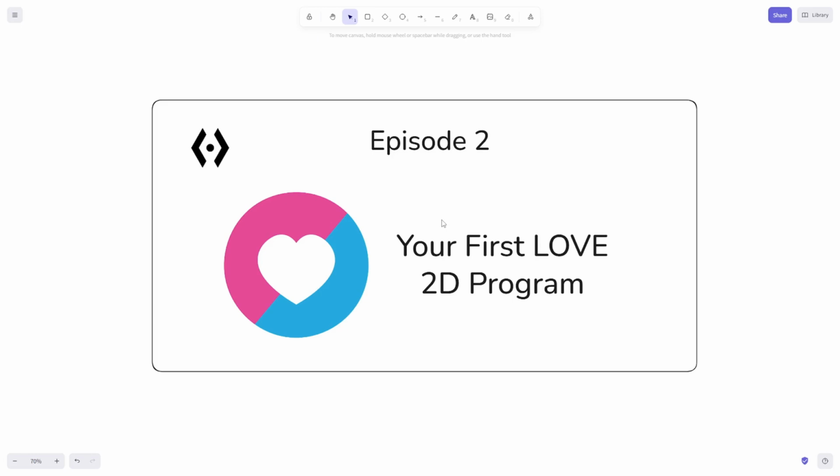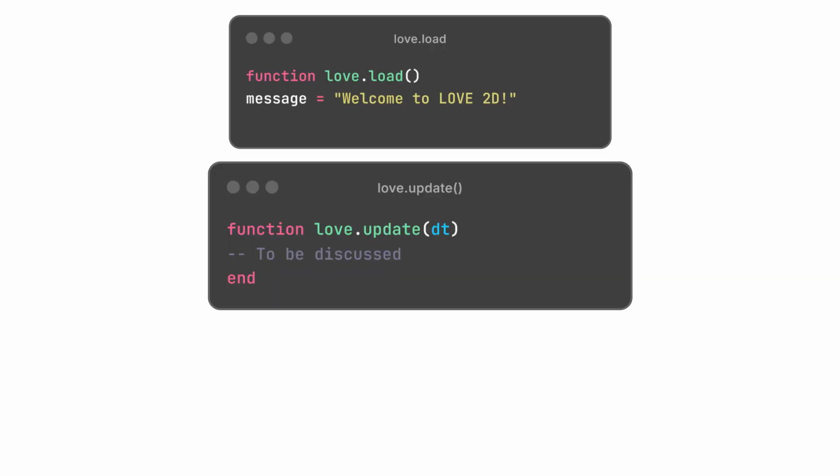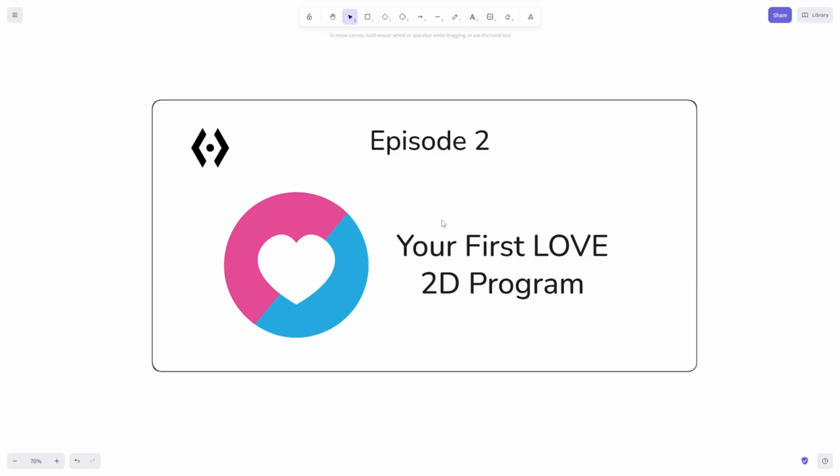And in this video, we're going to dig a little deeper and look at how a basic Love 2D project is structured. And by the end, you'll understand how the game loop works using love.load, love.update, and love.draw, and how to display dynamic content on the screen. So let's get started.